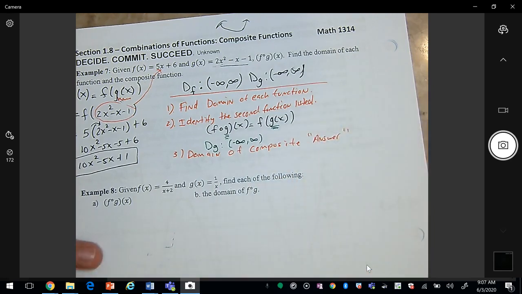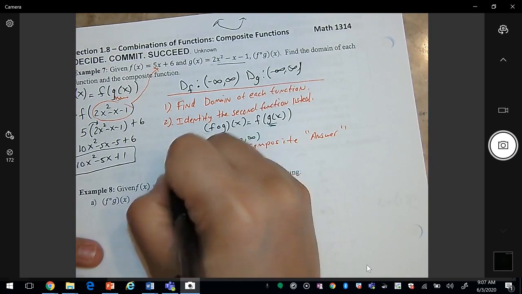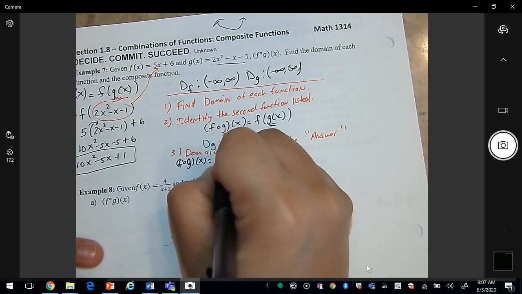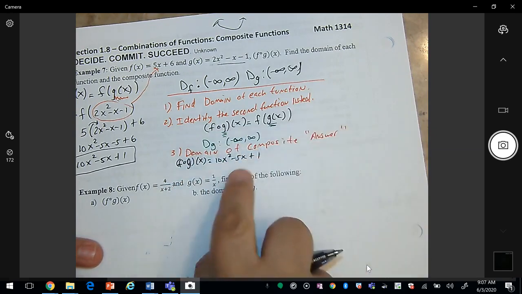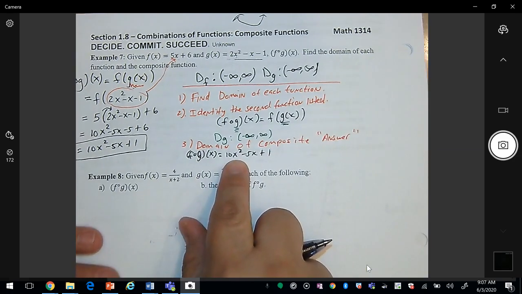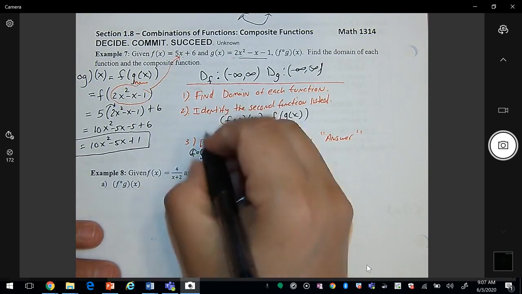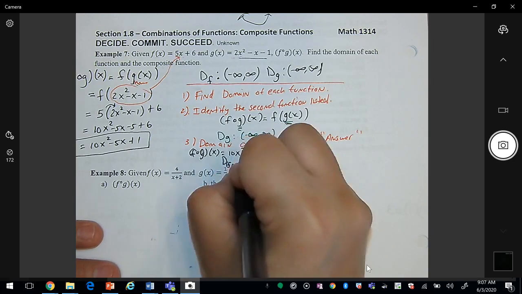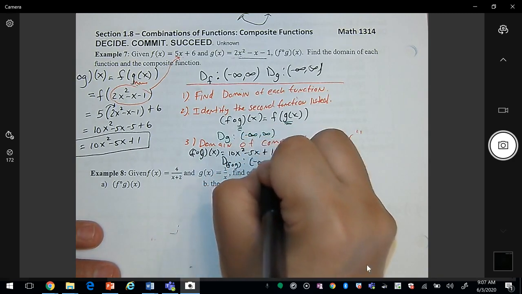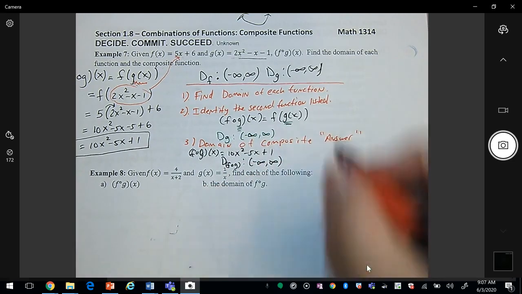So my composite was 10x squared minus 5x plus 1. So if we look at this answer, this is a parabola, so the domain is going to go from negative infinity. So I'm going to write this as a composite, negative infinity to positive infinity.